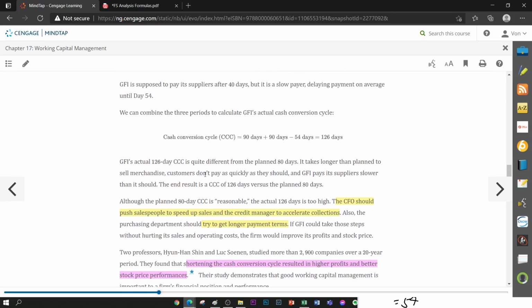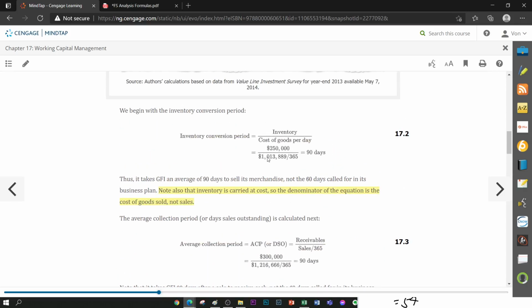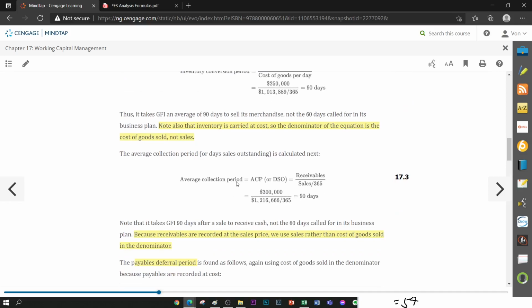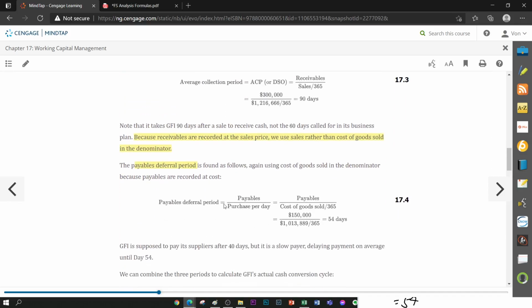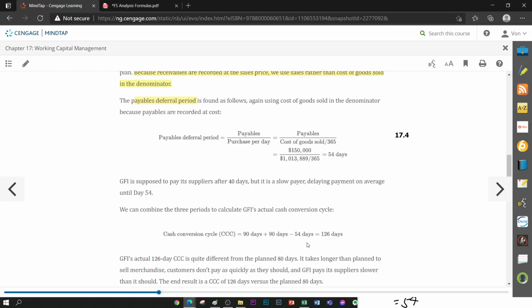So, yung formula nga, gagamitin natin. CCC is equal to yung inventory conversion period, ito, plus average collection period, ito, minus payables deferral period, ito. Okay. So, 90 plus 90 minus 54 is equal to 126 days.